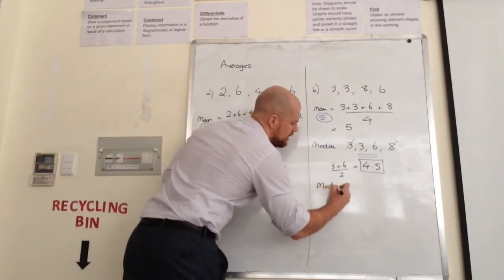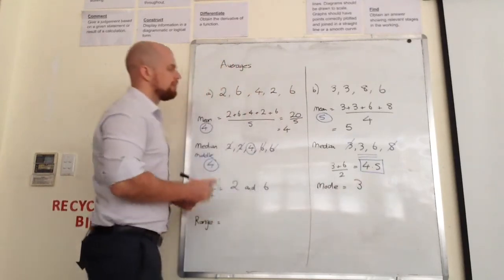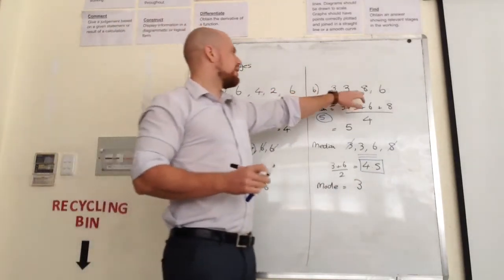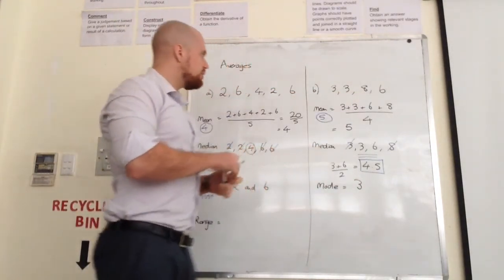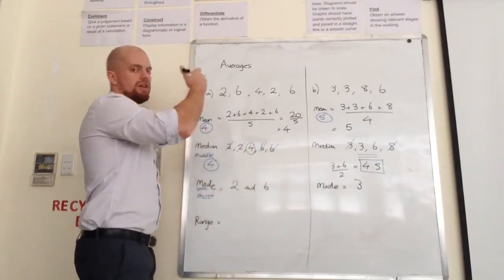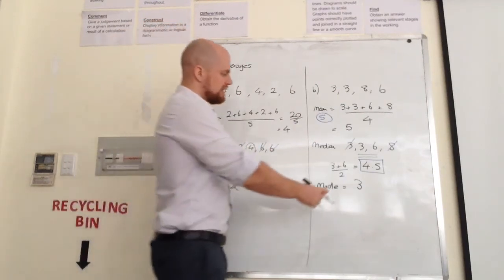The mode here would be 3, because you have 2 3s, but then only 1 8 or 1 6. If you had a list where there are no repetitions, you write no mode.